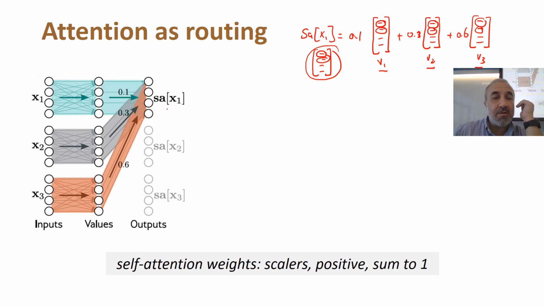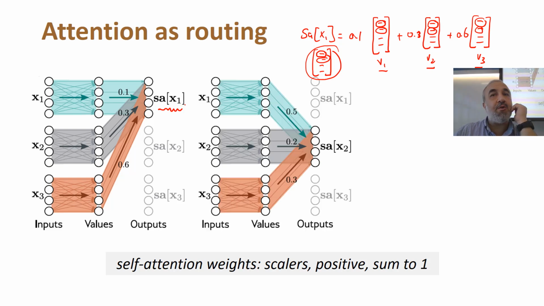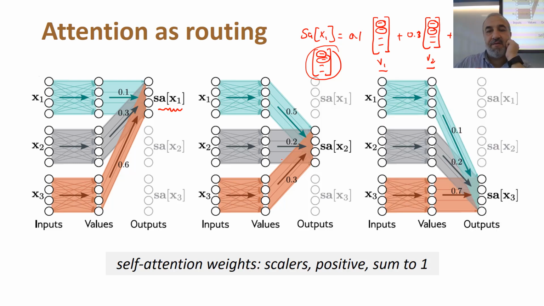This is for the first output. How about the second one? The second one will also have a weighted sum, but it doesn't have to be like the first, right? So the weighted sum here is 0.5, 0.2, 0.3. This word attends to the other words this way. The third one will have another set of self-attention weights.